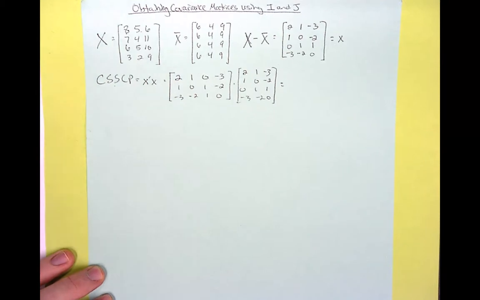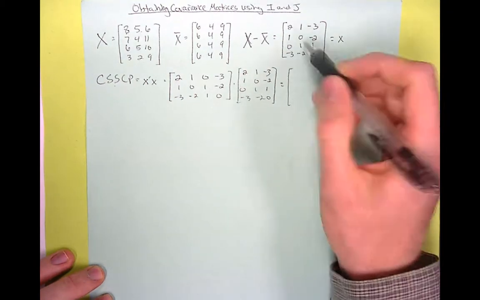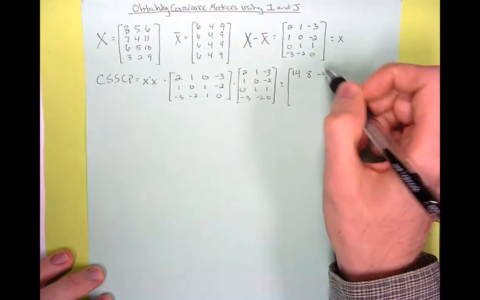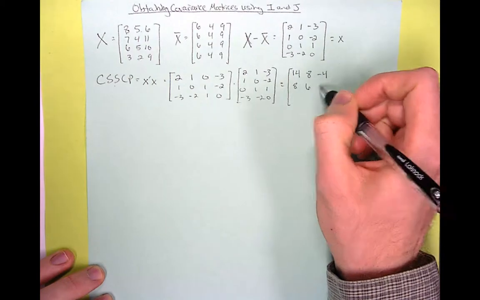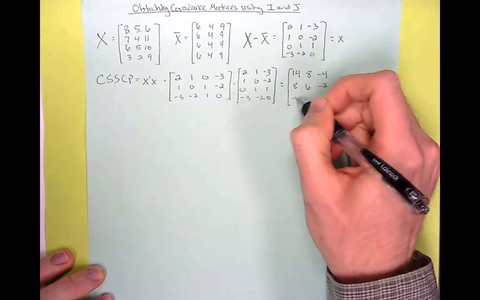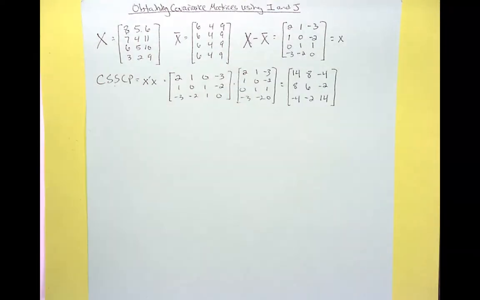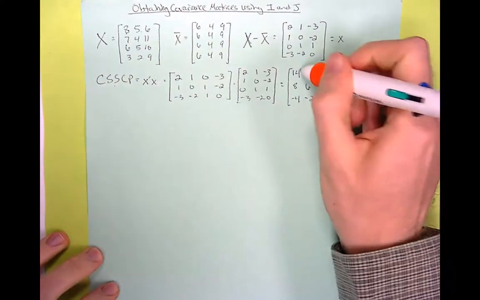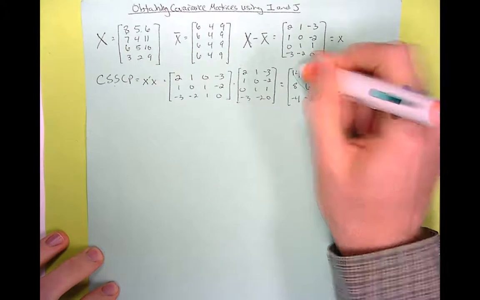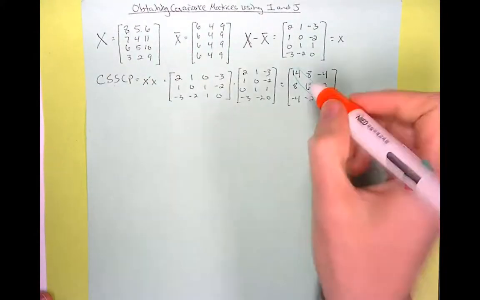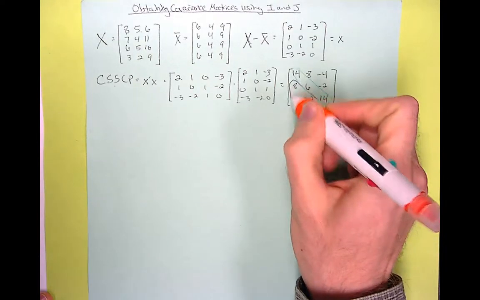Using matrix multiplication, we find out that this is equal to 14, 8, negative 4, 8, 6, negative 2, negative 4, negative 2, and 14. Now just remember that the sums of squares are on the diagonals. So that's this 14, 6, and 14. And the sums of products are on the off diagonal. So we have 8, negative 4, and negative 2.